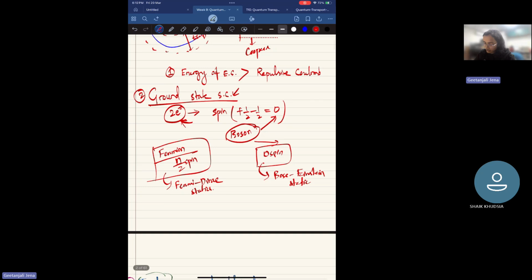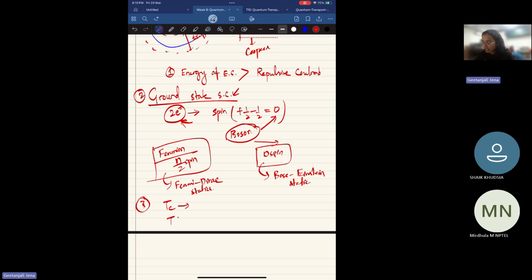Now the third thing that we have is that this superconducting state exists only below a temperature region, and the transition point below which we can see the superconducting state is the critical temperature. So that means if T is less than Tc, then we'll see a superconducting state, and if T is greater than Tc, then we'll see the normal state.